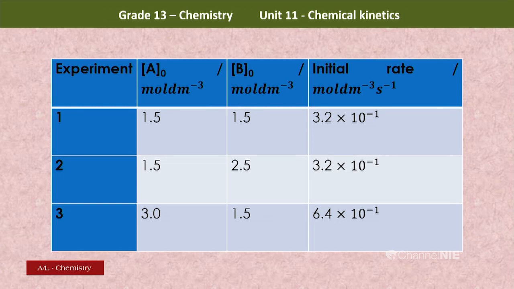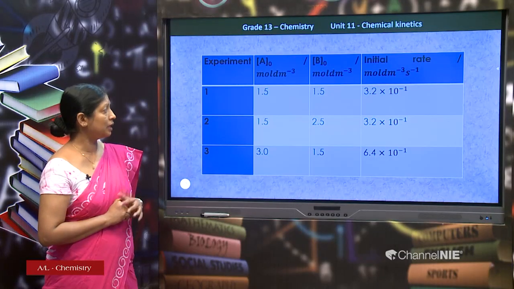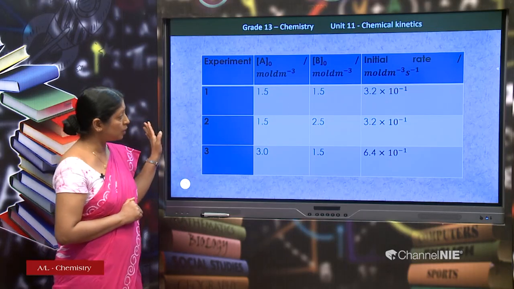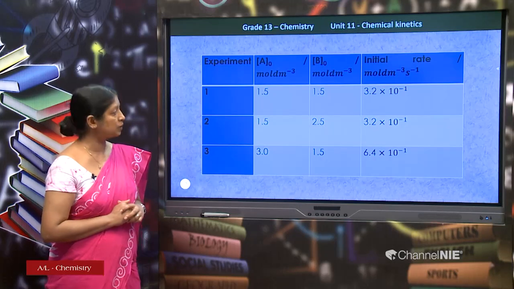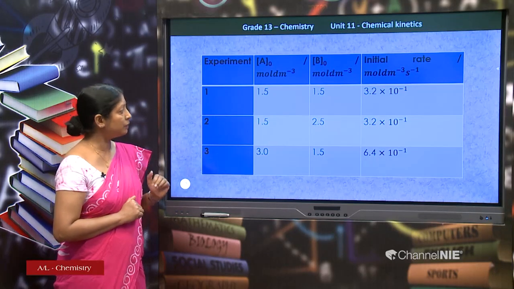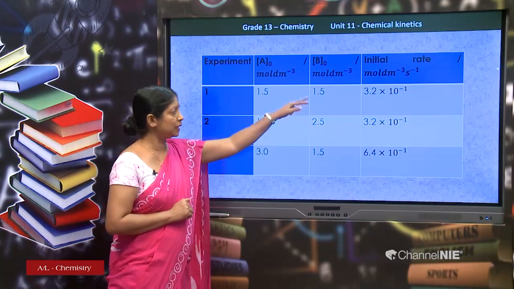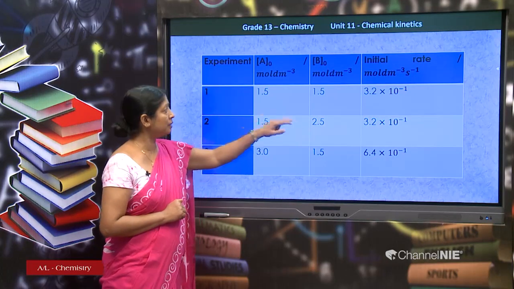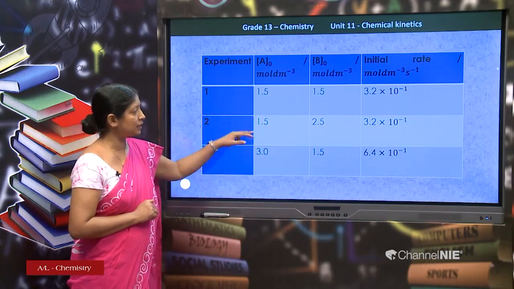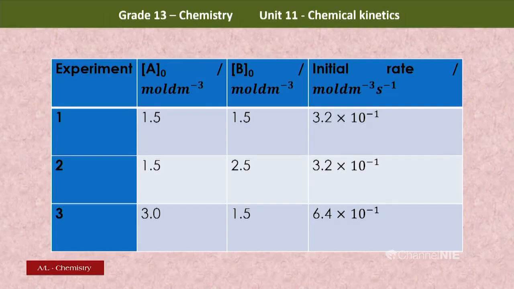How about finding the order with respect to B? If you want to find the order with respect to B, then B must be the variable and A must be constant. So, again go through the table carefully and identify what data you are supposed to use. B should be the variable, therefore, we use first and second. According to the first and second data, you can see the B concentration varies, whereas the concentration of A is constant. So, we use first and second data to find the order with respect to B.